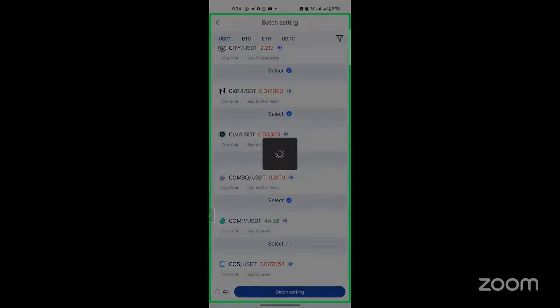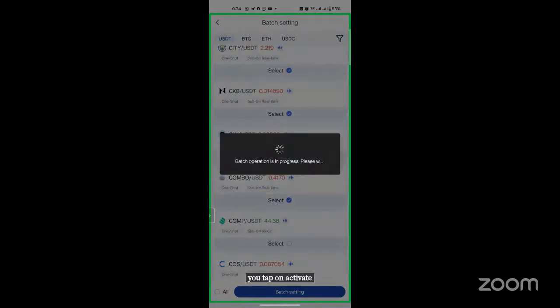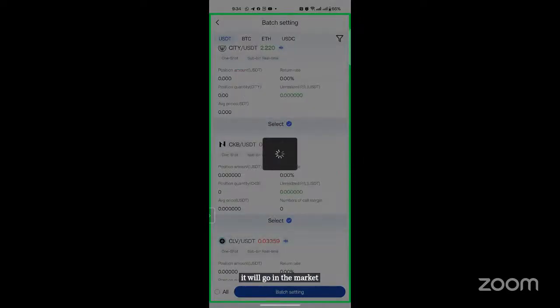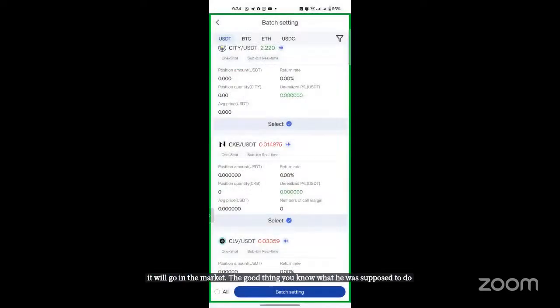You tap on activate. So what the robot will do now is go in the market. The good thing, you know what you are supposed to do. You will go in the market and look for coins that are in the oversold area.